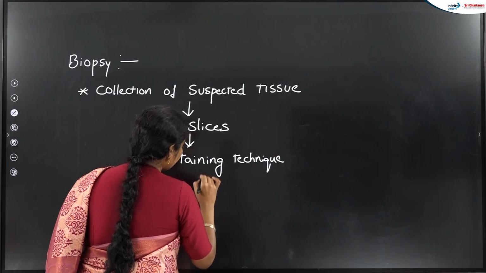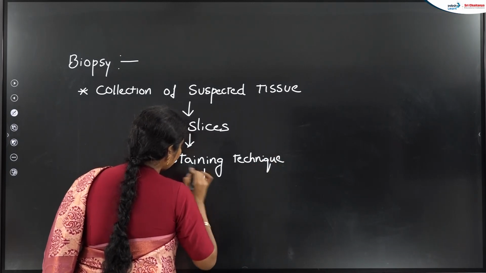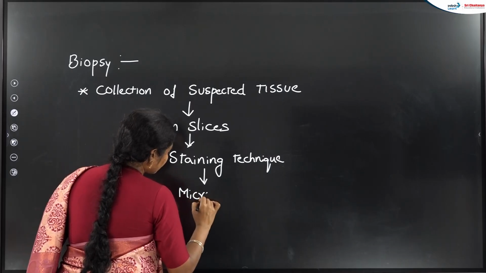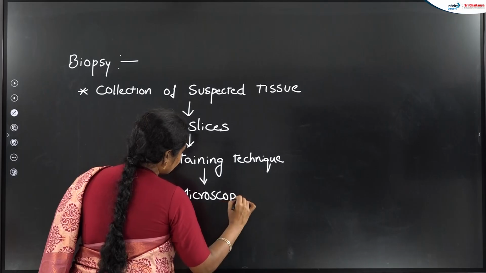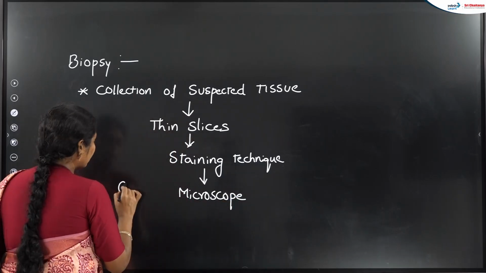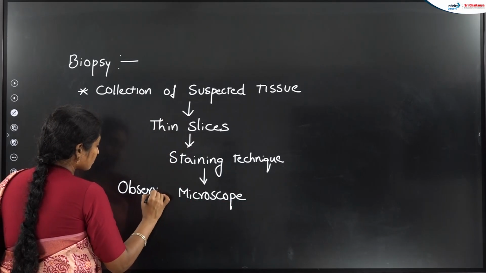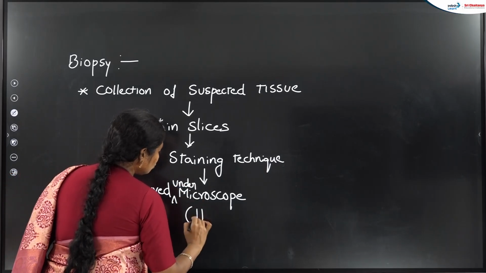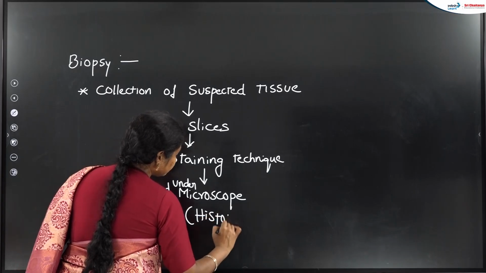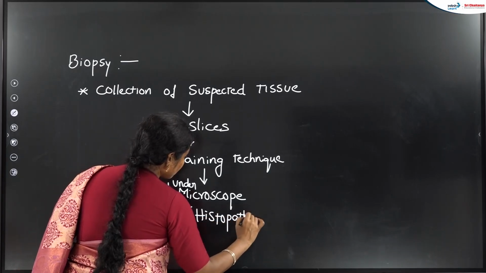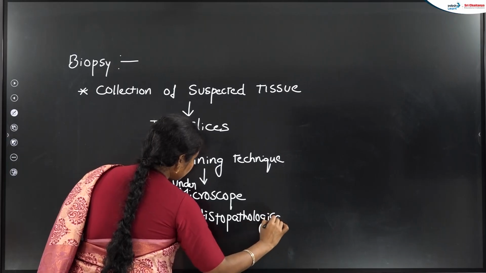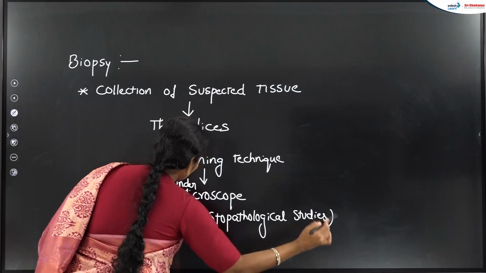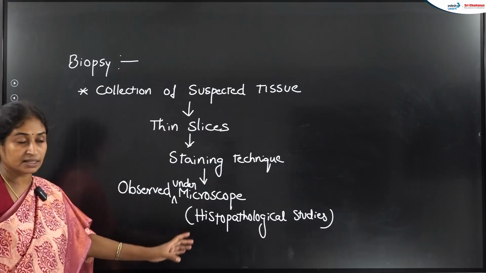This staining technique is followed by observation under the microscope. It is observed under the microscope, and this is known as histopathological studies. Histopathological studies means observing the cells under the microscope.